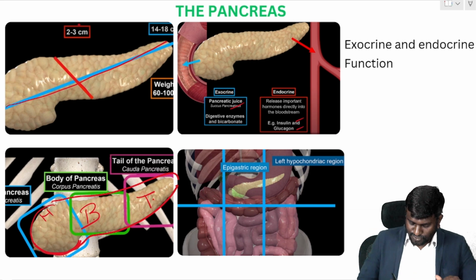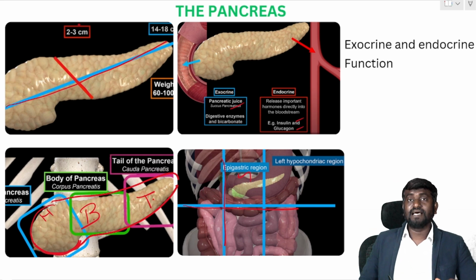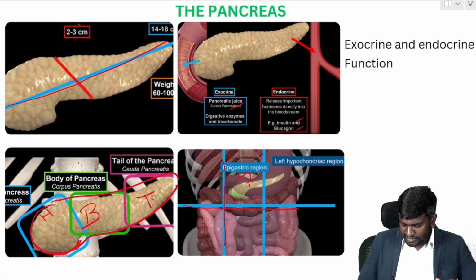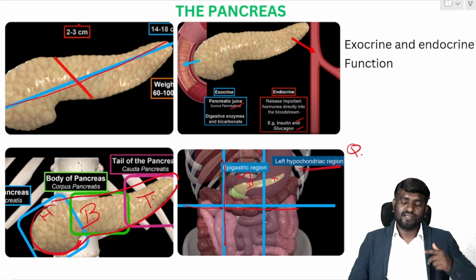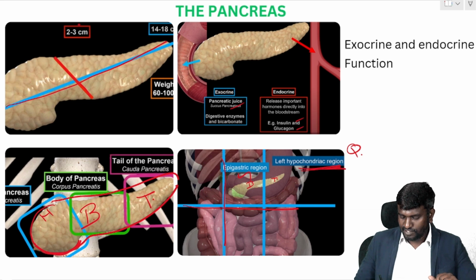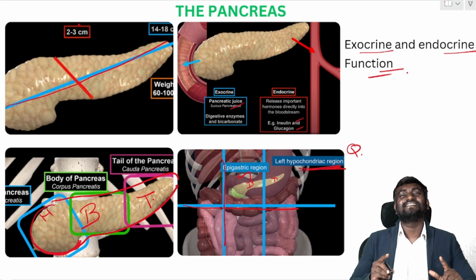Good. Now, if you focus here, this pancreas is going to be at the epigastric region, and the body and the tail are going to be at the left hypochondriac region. The tail of the pancreas is at the left hypochondriac region. Very important. It has what? Exocrine and also endocrine functions.